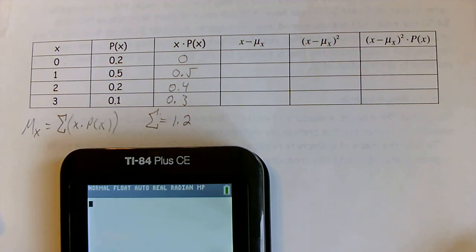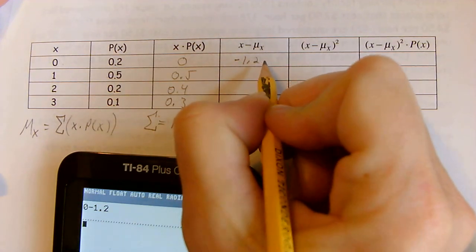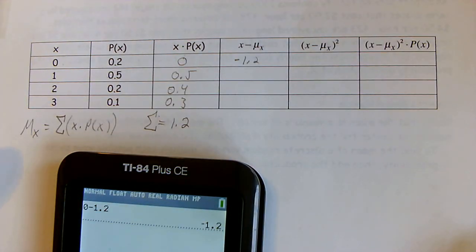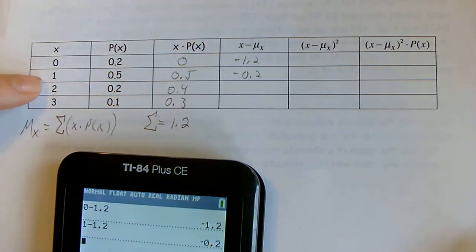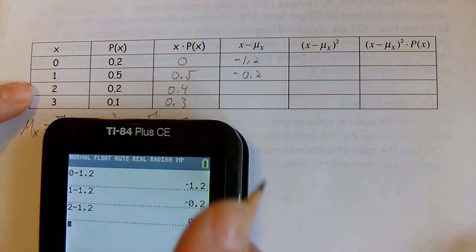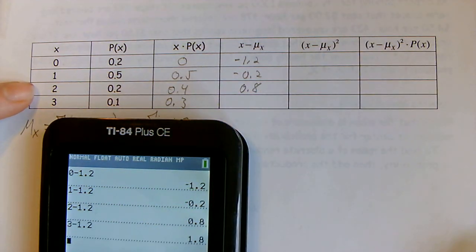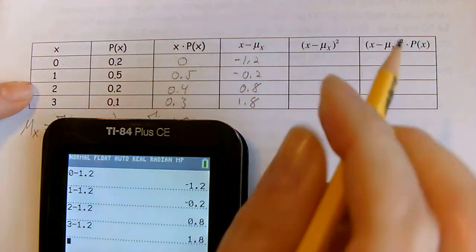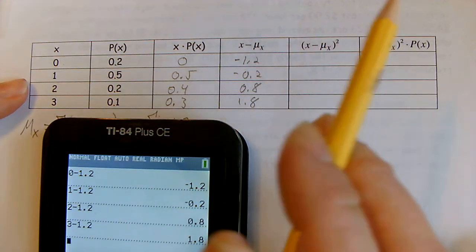Alright, so 0 defective pixels minus the average number of pixels is negative 1.2. It's 1.2 defective pixels below average. That's what that's saying. 1 minus 1.2 is negative 0.2, below average. 2 minus 1.2 is above the mean. 3 minus 1.2 is 1.8. So next, the formula says let's square these values to get rid of any negatives.